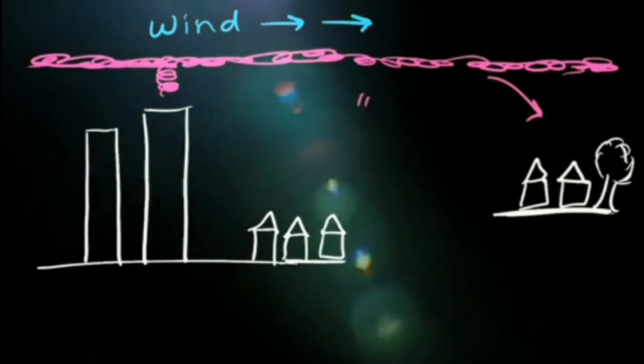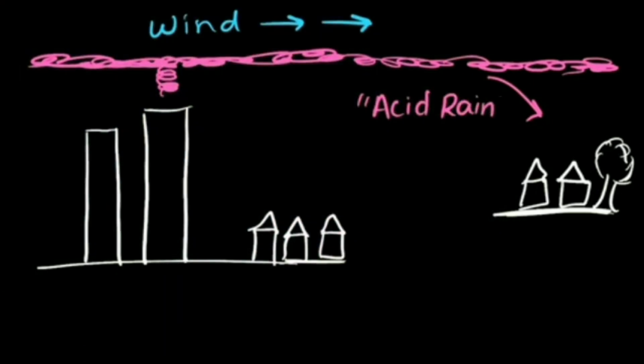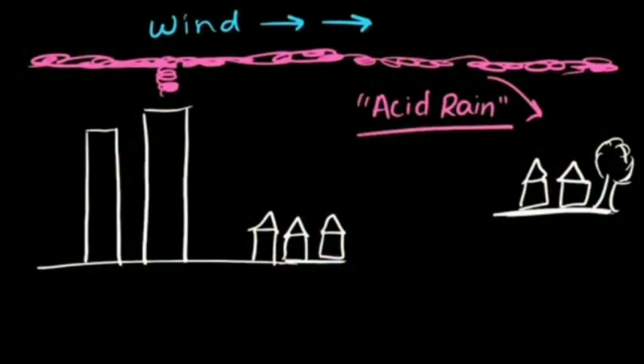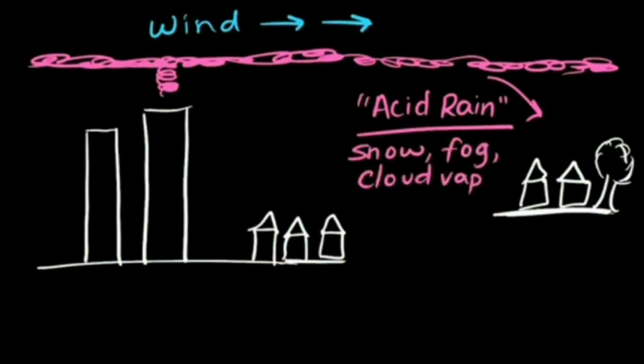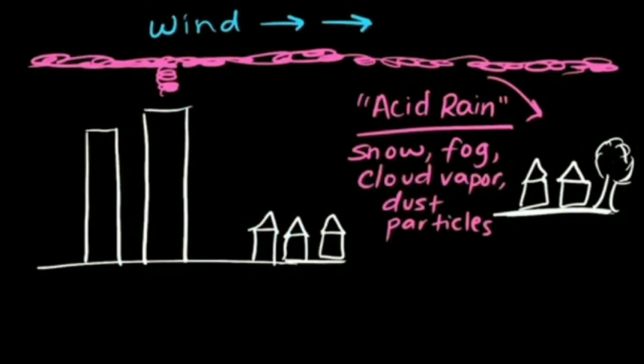And when these acid vapors cause acid rain, it's not always rain like we think of with water falling from the sky. Acid rain is just a general term, and it really includes all forms of precipitation, like snow, fog, cloud vapor, and dry deposition like dust particles. And also, it can have different combinations of these forms.